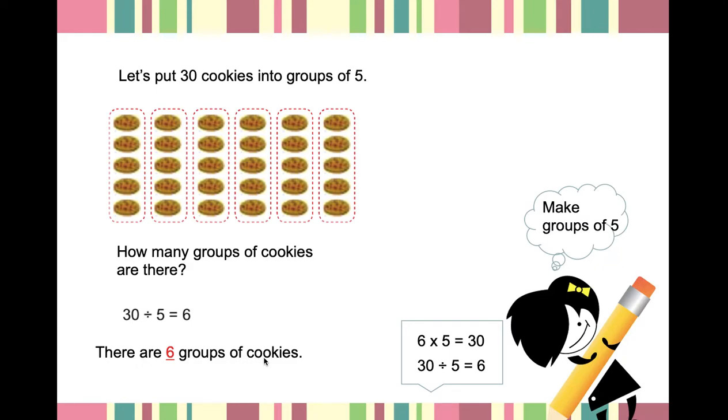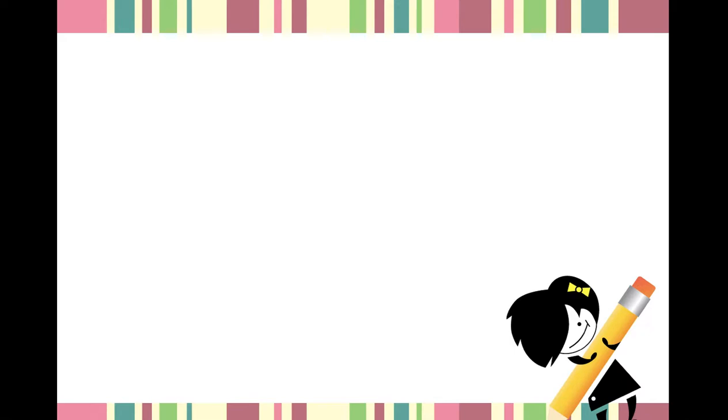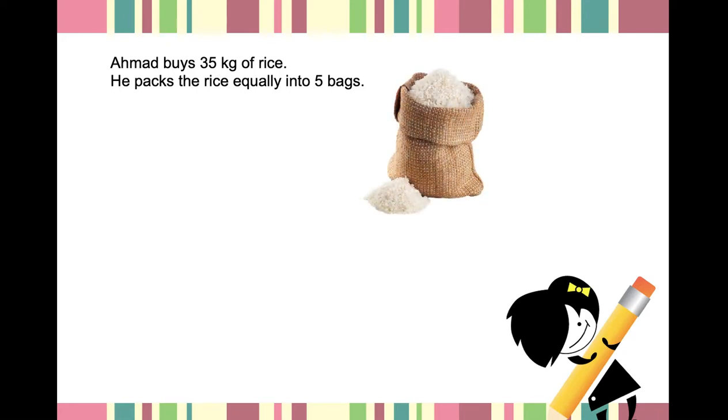Now let's have a look at another example. Ahmed buys 35 kgs of rice. He packs the rice equally into 5 bags. So he has 35 kgs of rice and he is packing that rice in how many bags? 5 bags.